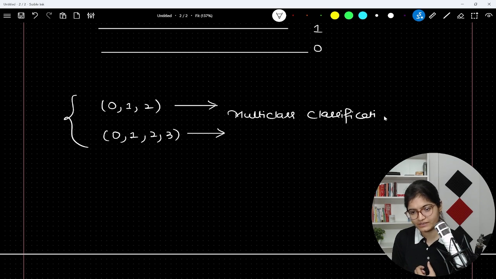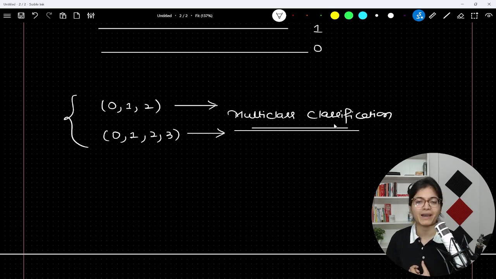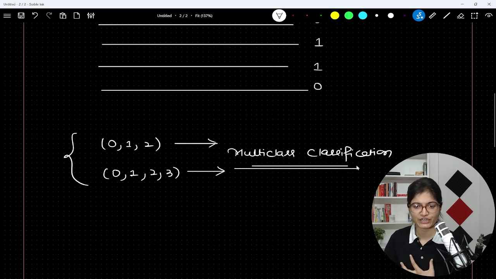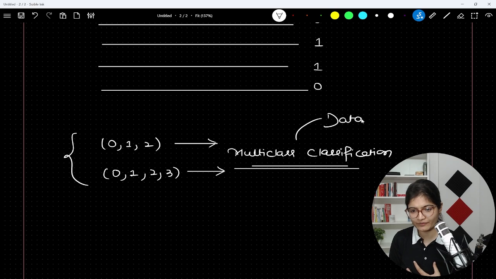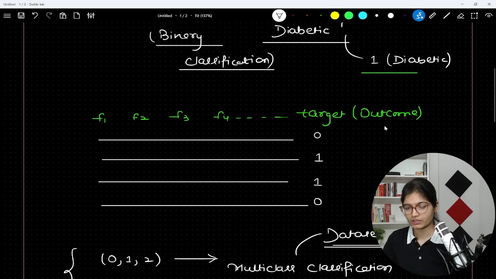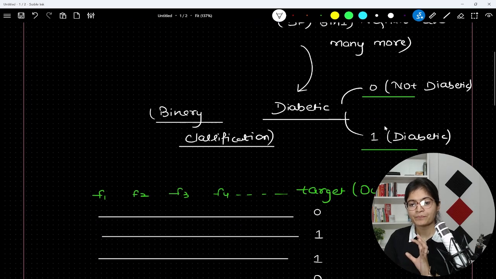Okay? So don't consider that we have only binary classification problems. In real time, we can have a multi-class classification problem as well, depending upon what kind of use case and what kind of data set you are dealing with. Okay? So this is how the concept will look like.